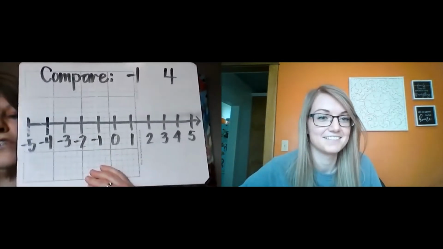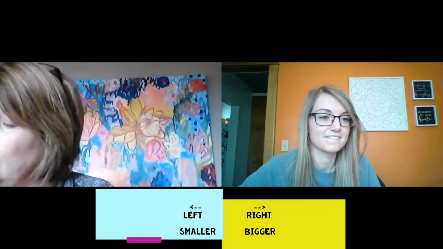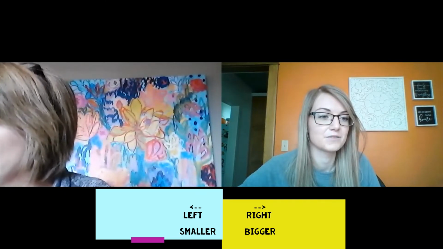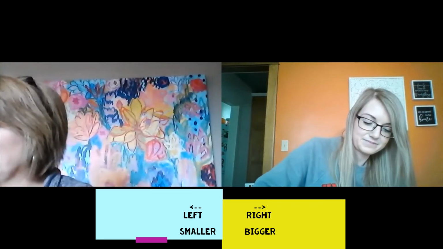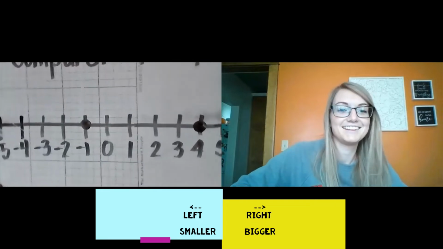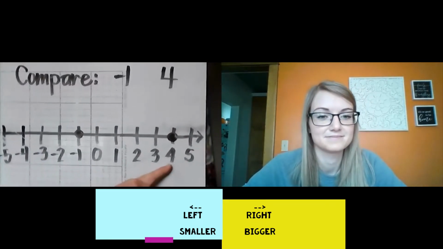All right, so the first thing I'm going to do is I'm going to graph them. So my -1, I know, is to the left of 0, because all numbers as they go left get smaller, and all numbers as they go to the right get bigger. So you can see from my graph, because I remember what Mrs. Zimmerman taught us, I graphed my -1 and my 4.